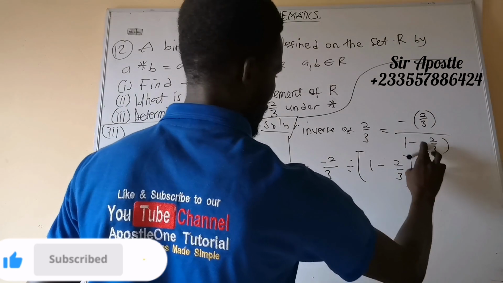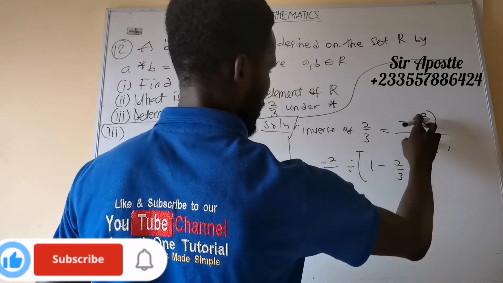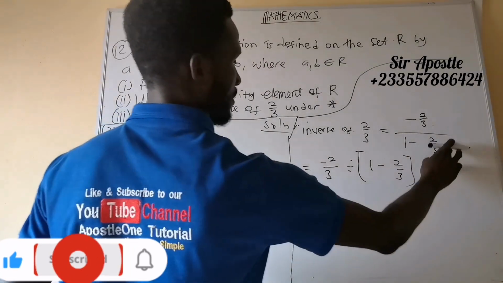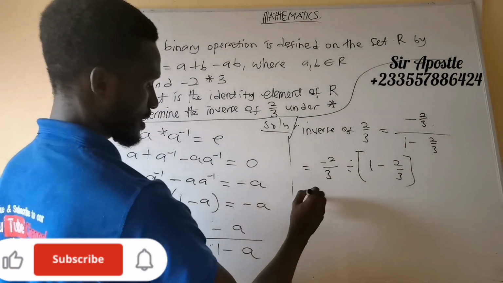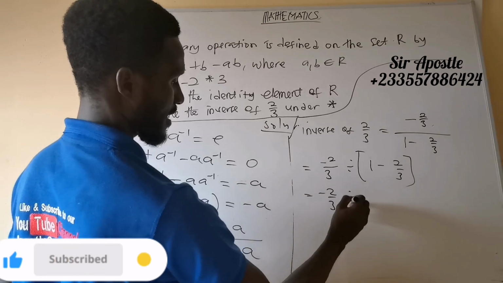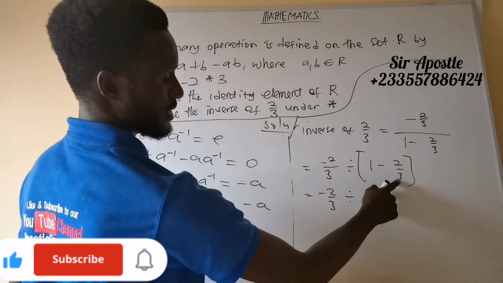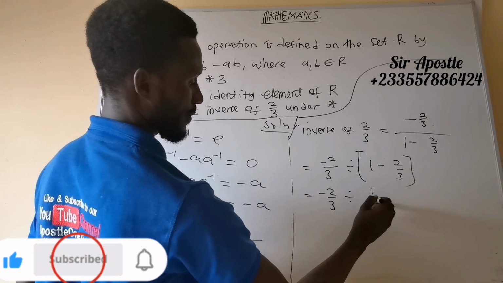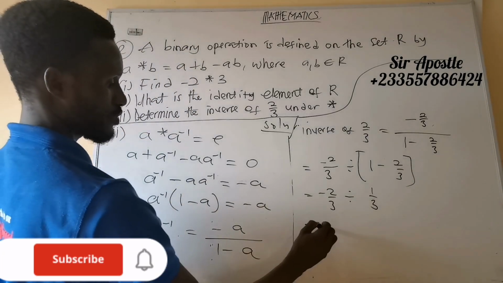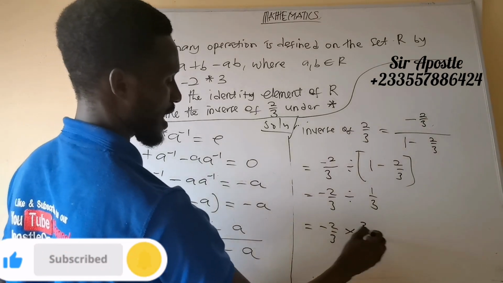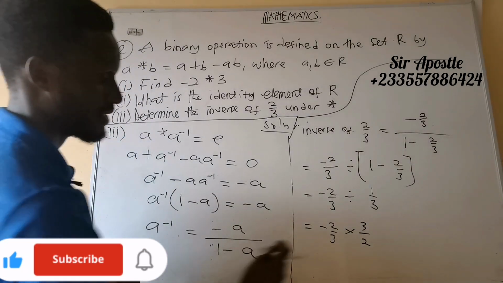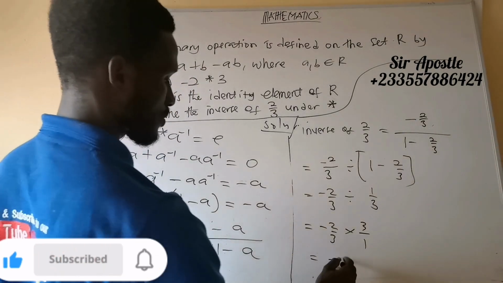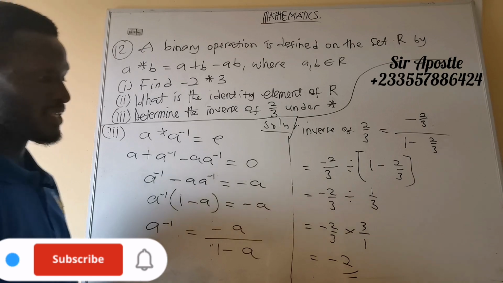I can even clean this one. So we're going to get minus 2 out of 3 divided by, now expand this, so we're going to get 3 times 1, which will give us 3, minus 2, gives us 1 out of 3. Now this one is the same as what? Minus 2 out of 3 times 3 out of 1. You reciprocate. So this one is simple. The whole answer will give us negative 2. 3 will cancel 3.